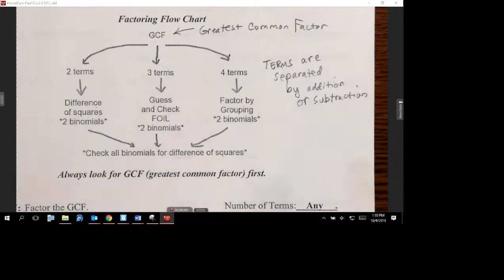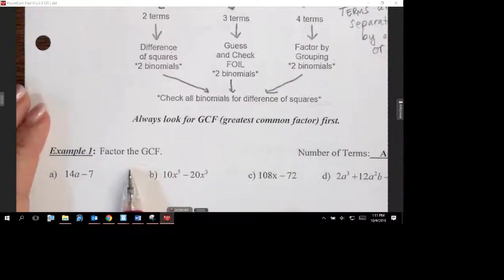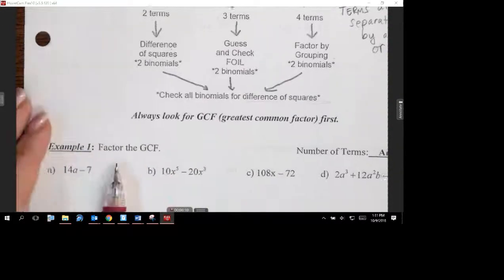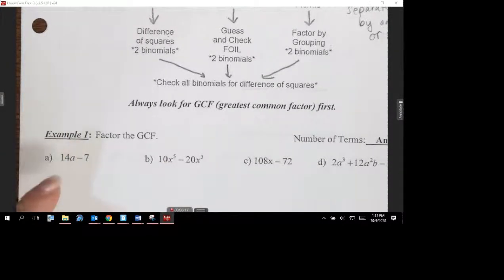All right? So our examples are separated by what kind they are, but our homework is not. The homework's all mixed up. So we'll go through the examples quickly, then we'll try some that are mixed up. So the very first section, all of these are factor the GCF out. Factor out the GCF.